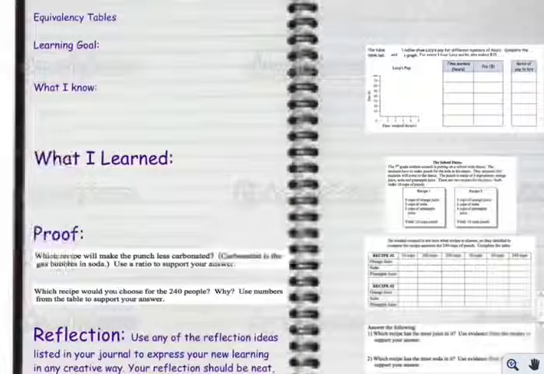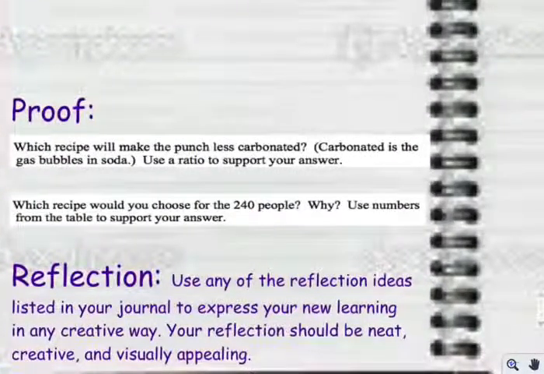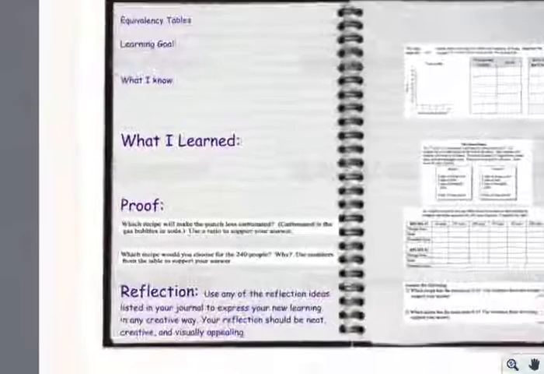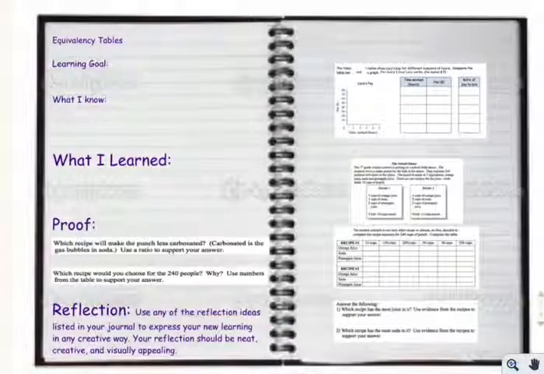Finally, I want to make sure that you're completing your proof problems. There's 2 questions about the recipe that we've already talked about. One says which recipe will make the punch less carbonated, and carbonated is the gas bubbles in the soda. Again, use sentences to support your answer. And the second part, which recipe would you choose for 240 people, and why? Use numbers from the table to support your answer. So as long as you can explain your solutions, you shouldn't have a problem getting either of those questions correct.